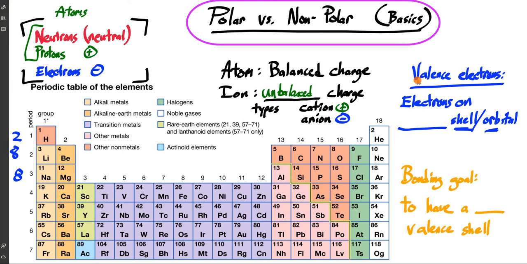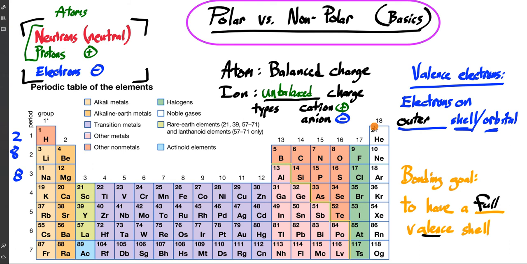So valence electrons are electrons that are on the outermost shell, or we can call it an orbital, the outermost level. So we don't worry about the ones that are on the inside. Those aren't accessible. And whenever we're making a bond, whether it's ionic or molecular bond, we want to have a full valence shell, which means that you want to have a valence shell like our noble gases.